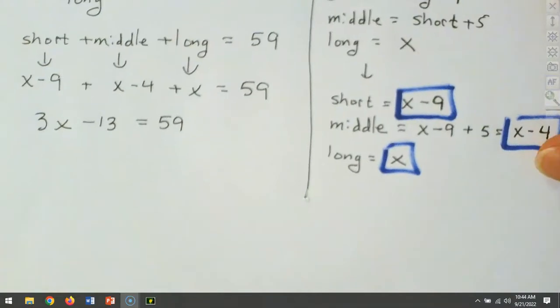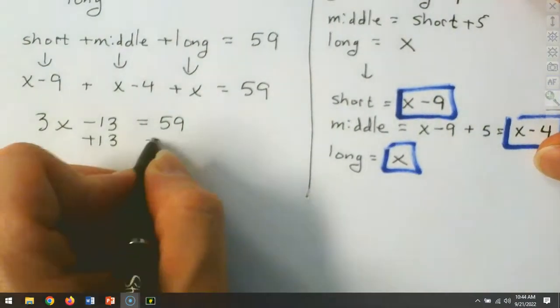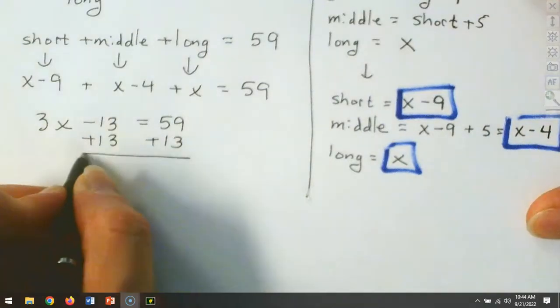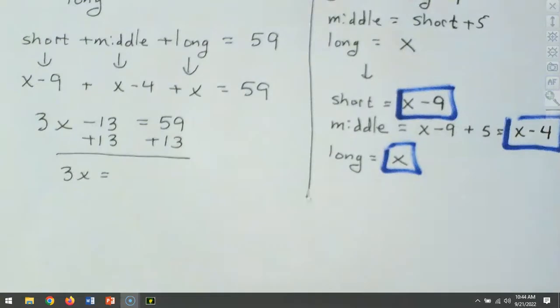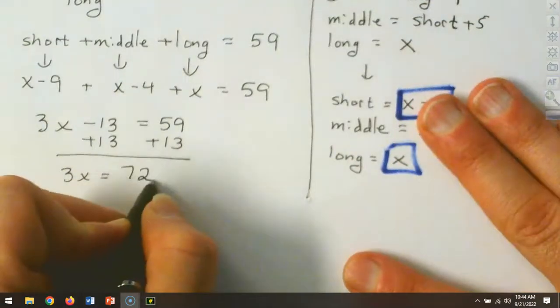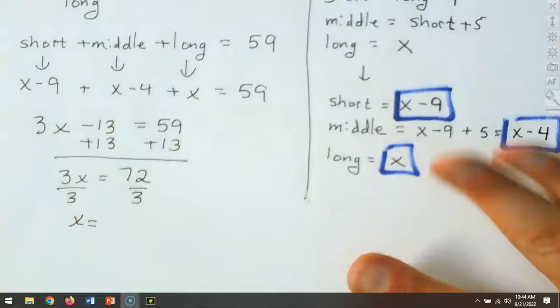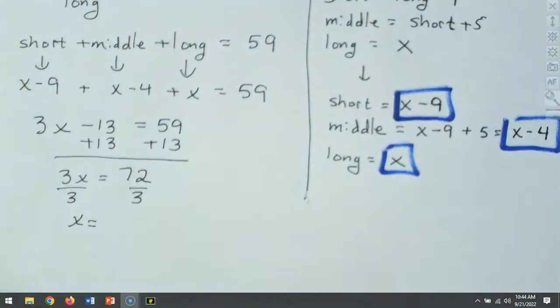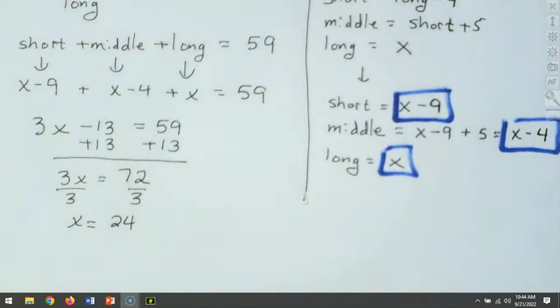Almost done here. Add that 13 over to the 59. 3x now equals, we've got our 59, we're going to add our 13 to that, so that's our 72. We will now divide by our 3. And that leaves us with our value of x to be now 24.